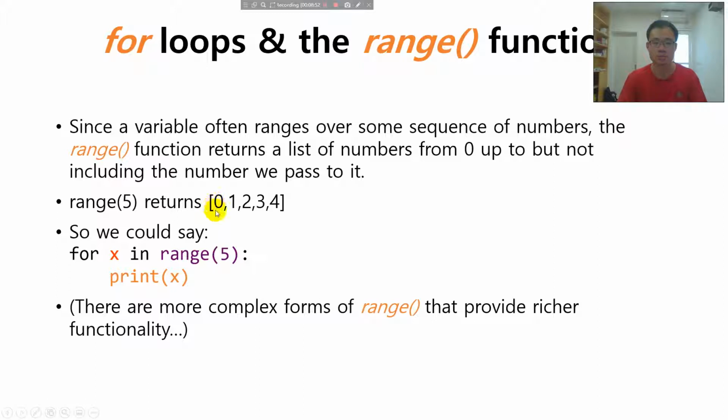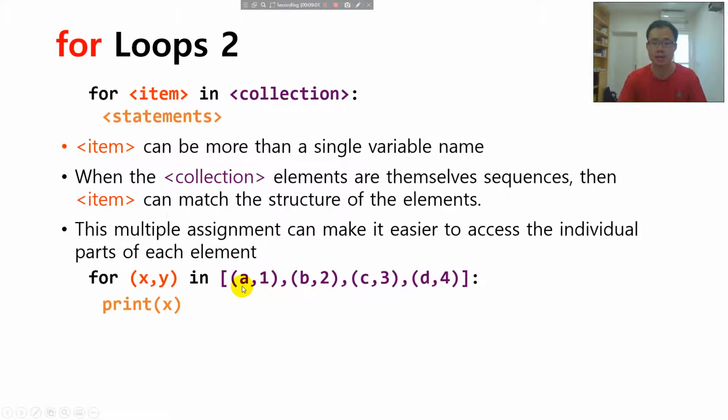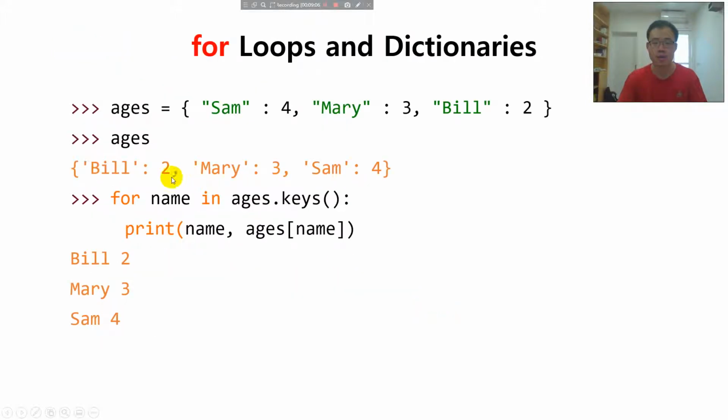For example, here you begin from 0 and end at 4. Here you begin from A1 and end at D4. Here you begin from, because ages.keys returns Sam, Mary, and Bill. So you begin with Sam and end with Bill. It should be maybe you should start from Bill and end with Sam, because ages.keys probably will return a list with the first element as Bill.